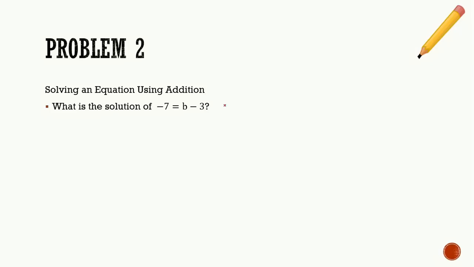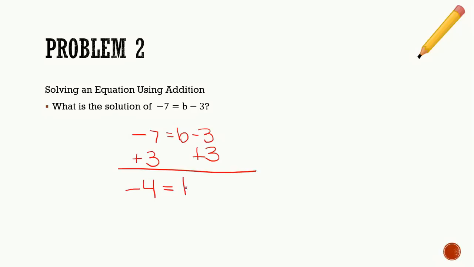What about this one? I have negative 7 is equal to b minus 3. So, very first thing, I've got to figure out what operation is currently going on here. Well, I have subtraction, right? So the arch nemesis of subtraction is addition. So I'm going to add 3 to both sides. Got to keep that balance beam straight. Negative 7 plus 3, if I'm 7 in the hole and I gain 3, I'm still 4 in the hole, right? Negative 3 plus 3, that's 0, so that cancels out. So I'm left with negative 4 equals b.